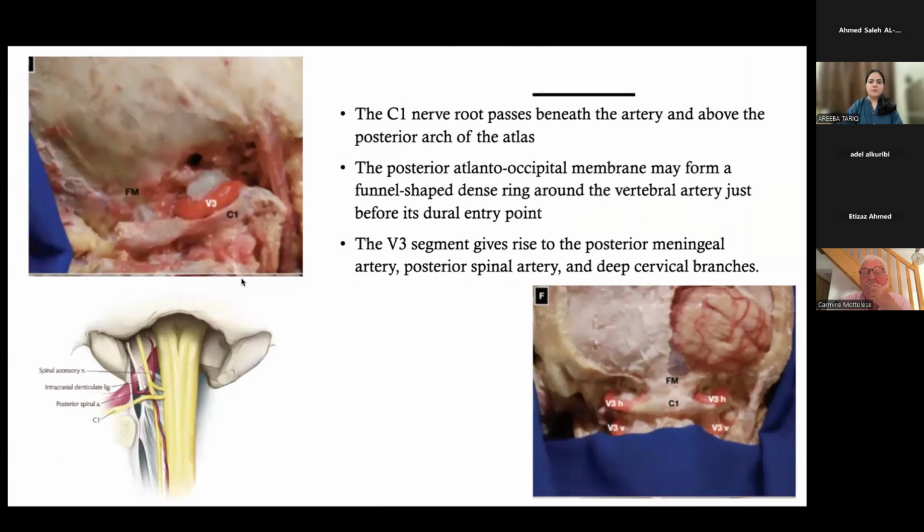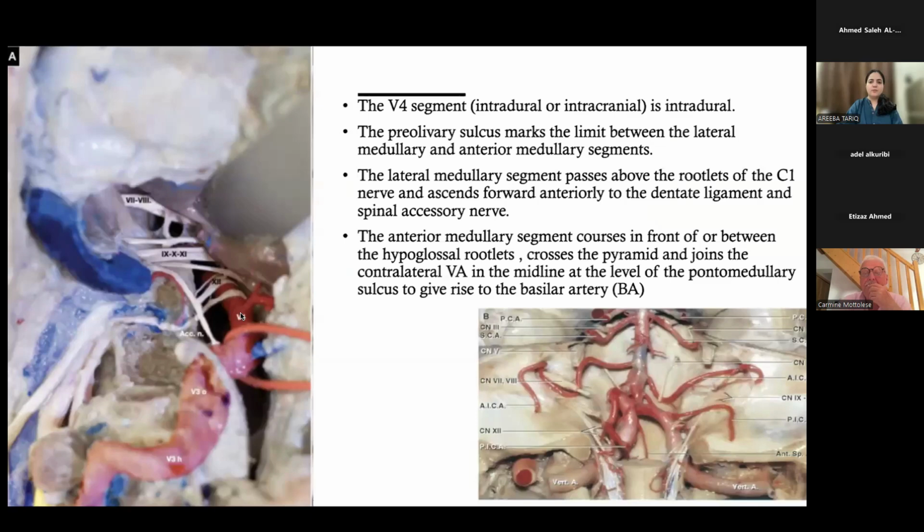Now the V4 segment is the intradural segment, also known as the intracranial segment. There's a pre-olivary sulcus, as Dr. Adidas showed us in previous slides, that marks the limit between the lateral medullary and anterior medullary. These are the 2 segments of the V4 segment. You don't have to get confused. Medullary means medulla oblongata. So this just defines that the vertebral artery is running anterior to and lateral to the medulla.